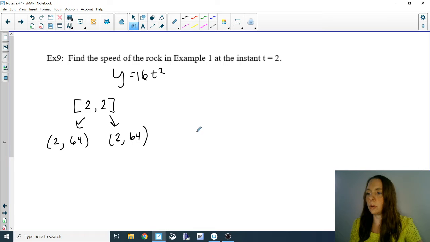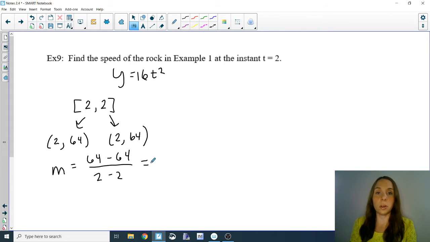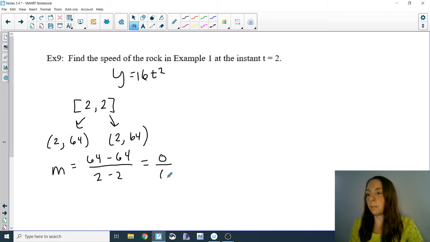So again, (2, 64). Then to find our rate, we tried to do an average rate with a slope, (64 minus 64) over (2 minus 2). And I'm doing all of this knowing that it's not going to work because I want to remind you of something really important that happens. What we get out of this is 0 over 0.